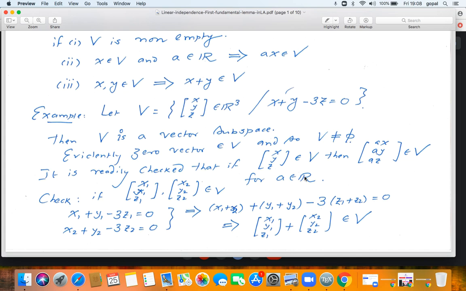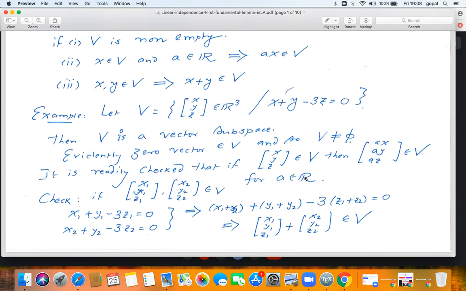It's non-empty. Okay, so now let us pick an element x, y, z in V and let us pick a scalar A. What does it mean to say that x, y, z is in V? It means x plus y minus 3z equals 0. Multiply this by A. You get Ax plus Ay minus 3 times Az is 0, which means the column vector Ax, Ay, Az is again in V. In other words, if an element is in V, and I pick a scalar A and multiply the scalar times this vector, it's again in V. V is closed under multiplication of vectors with scalars.